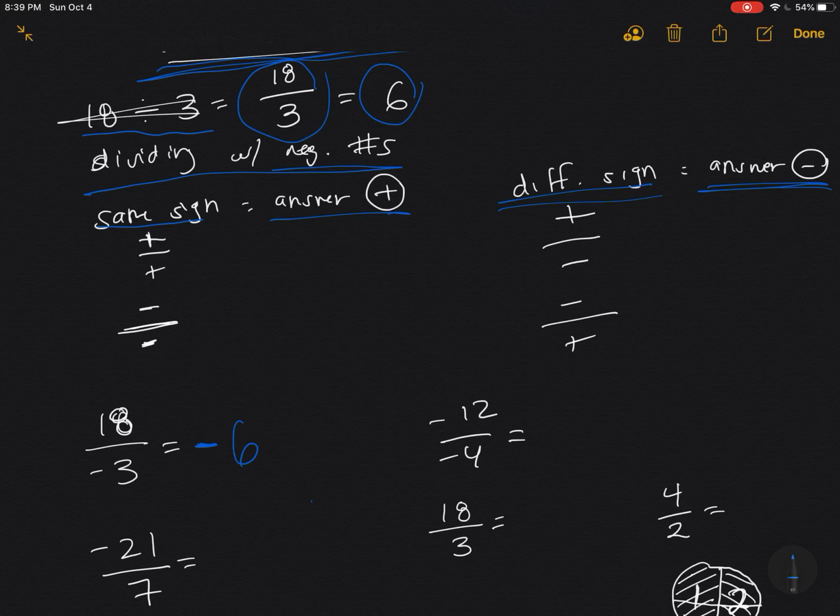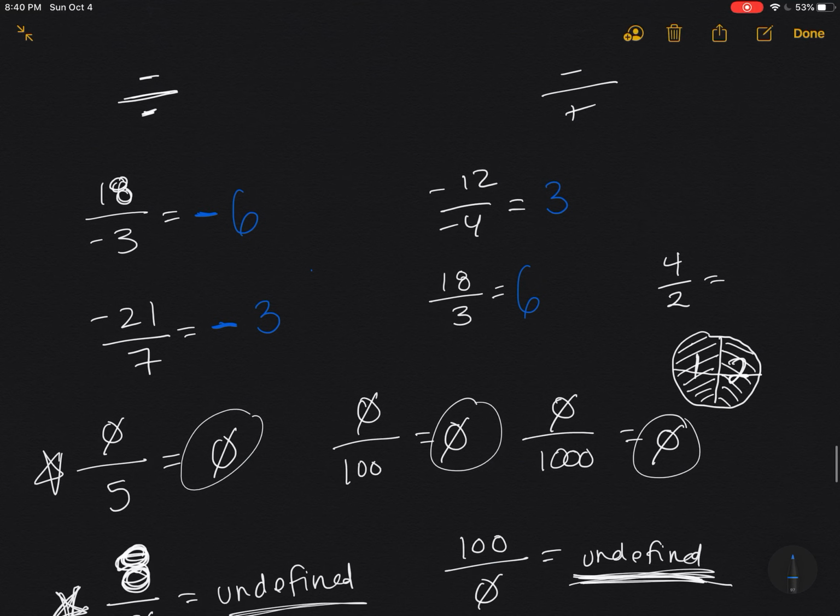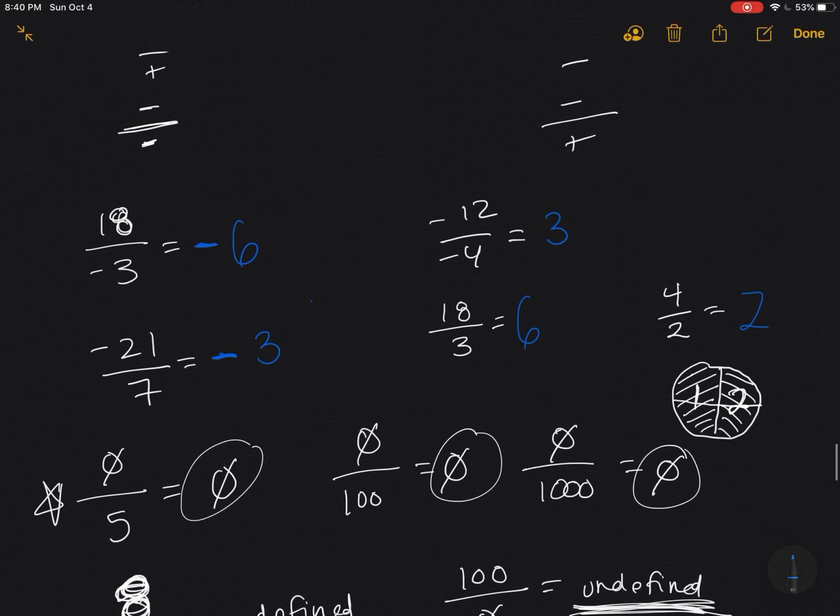Okay, negative 12 over negative 4, so they're the same sign. So I know my answer is going to be positive. And so I'm not going to write a positive sign because if there's no sign in front of it, then you just assume it's positive. Right, then 12 divided by 4 is 3. Okay, negative divided by positive, different sign. So I'm going to have a negative answer. 21 divided by 7 is 3. Okay. And then positive over positive, 6, 2, okay.